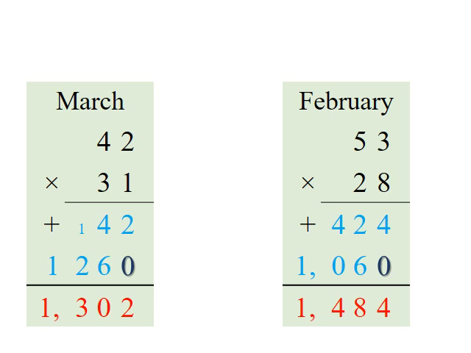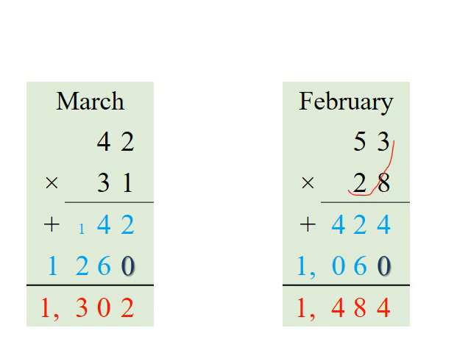As for February, it's 53 times 28. I start with the ones. 3 times 8, it's 24. I will regroup it and I will write 4 in the ones place. And I will regroup 2 tens above the 5 in the tens place. Then 8 times 5, it's 40. 40 tens plus 2 more tens is 42.